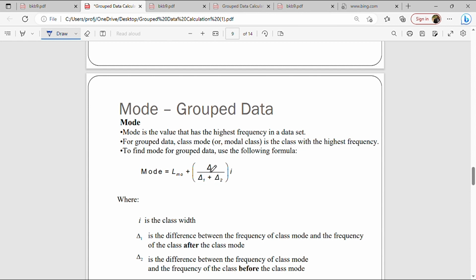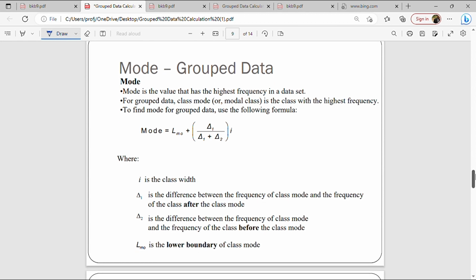Now, I want to look at what each represents. This delta 1 is the difference between the frequency of the modal class and the frequency before the modal class. This delta 2 is the difference between the frequency of the modal class and the frequency after the modal class. You get it? Very simple. Then L_m is the lower class boundary of the modal class, then i is the width.